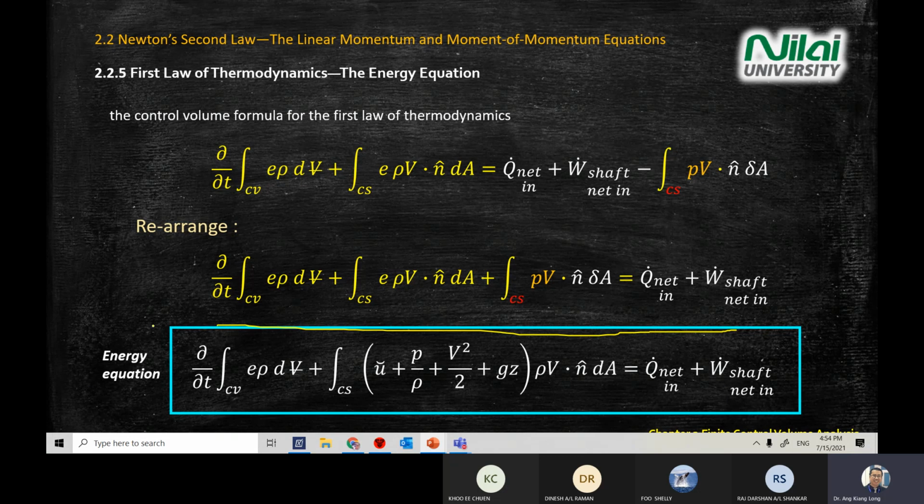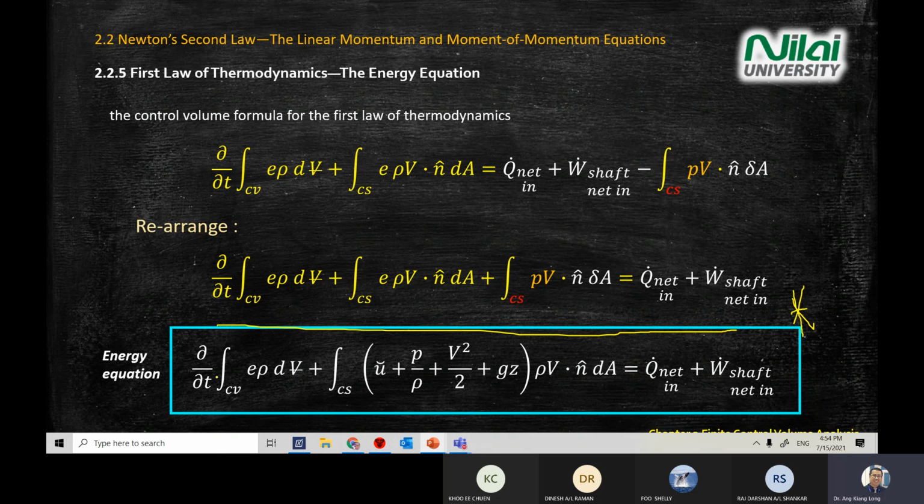This is the energy equation, which is important when you study the laws of thermodynamics. We will return to this equation later on. We go for a short break. We will stop at the energy equation here, then we will continue after a 10 minute break.